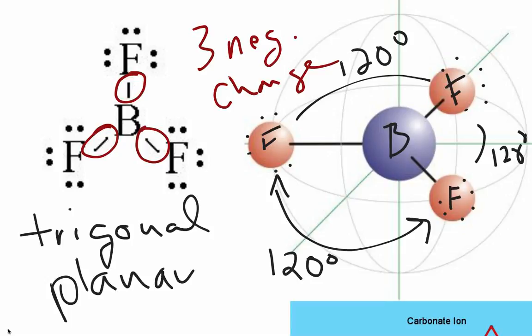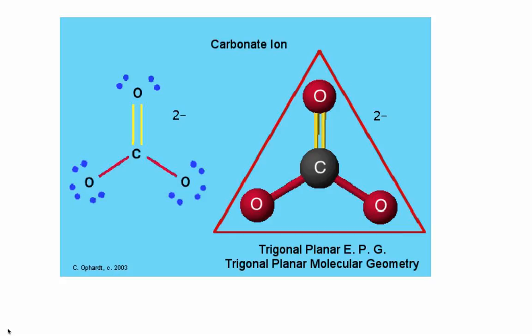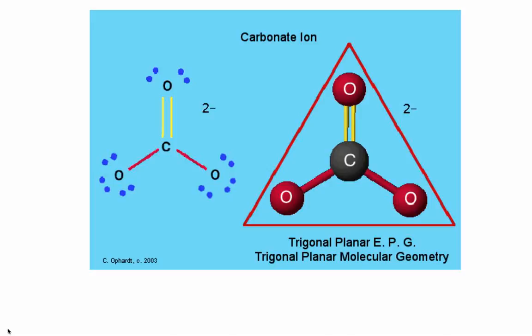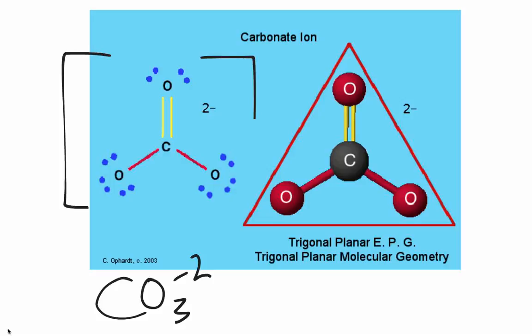So the molecular geometry, when we have 3 negative charge centers, is trigonal planar. Just like with CO2, we do have another example of this that's not an exception to the octet rule, and that is CO3. This is an ion that's covalently bonded. It's our carbonate ion. If we drew out its Lewis dot structure, it would look like this.